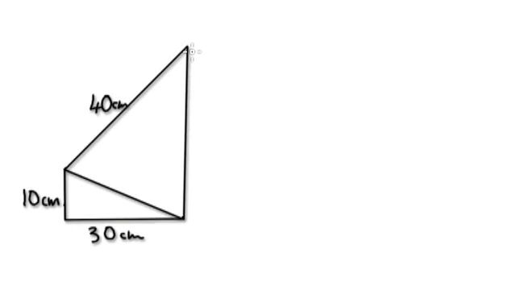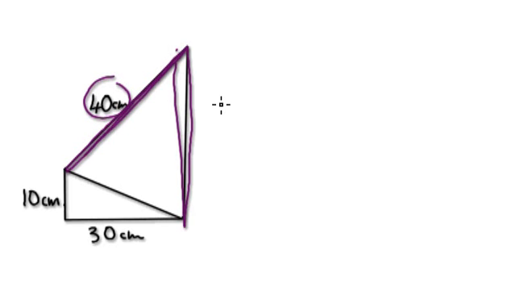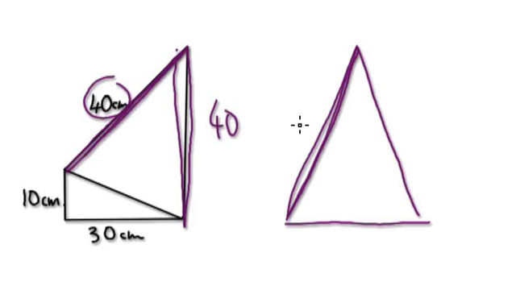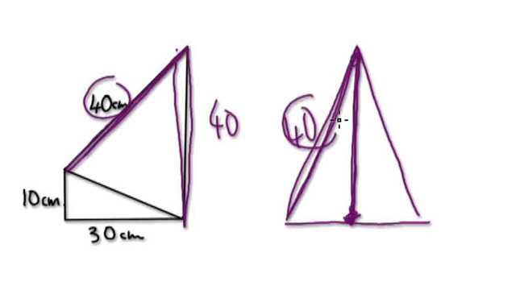Now this traffic cone, the length of the slope here is 40 centimeters, which will mean that this is also 40 centimeters. I want to know the height of the cone. Well, if you have a cone sitting on a flat surface, it will look like this. The height of the cone is not this. This is 40. The height of the cone is this height here. I want to know this height, not the slope.